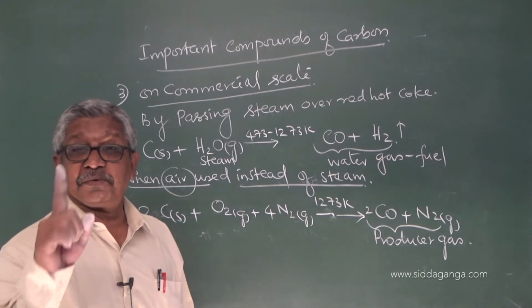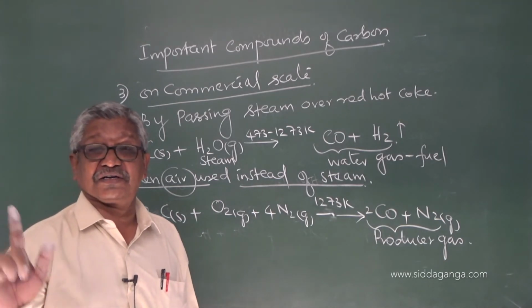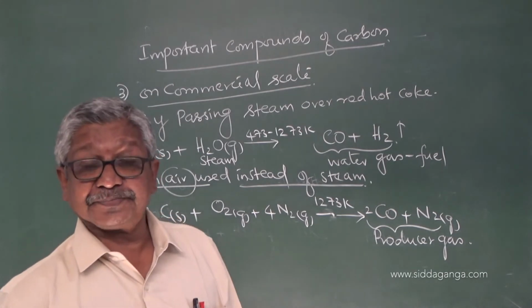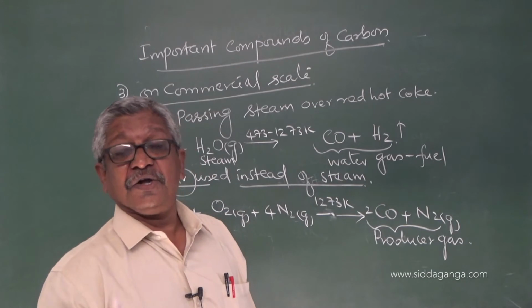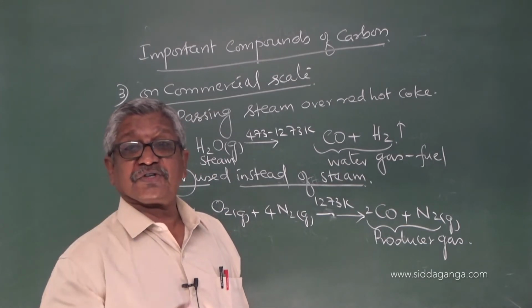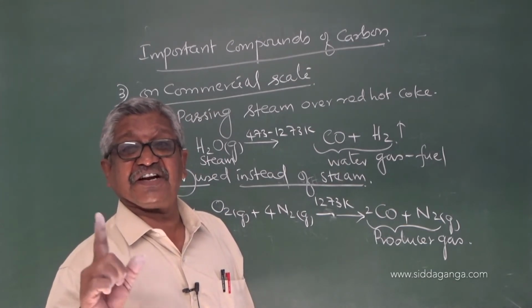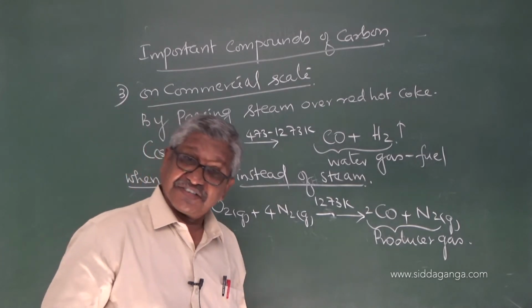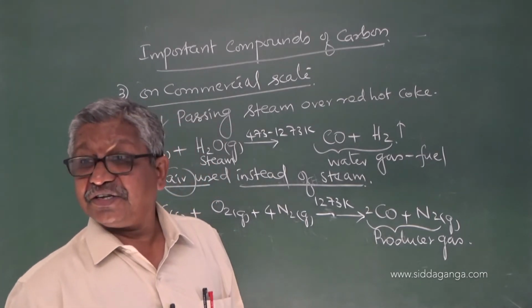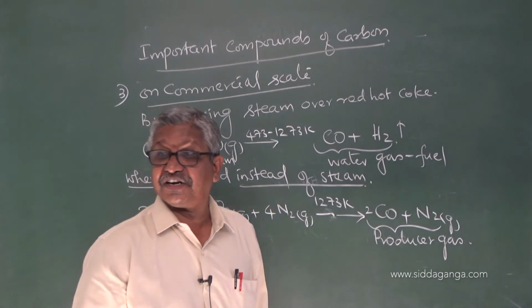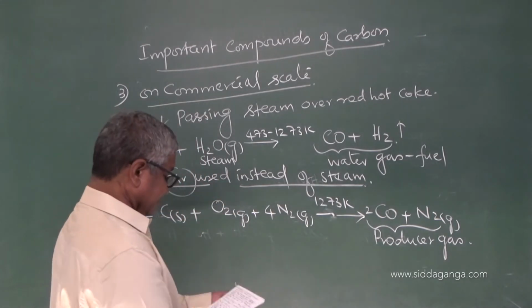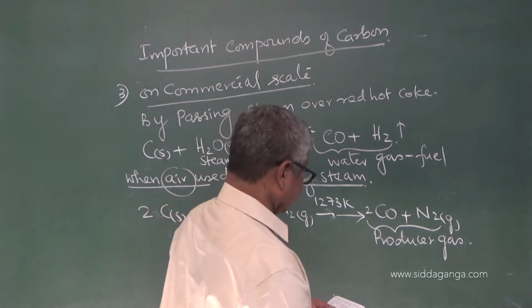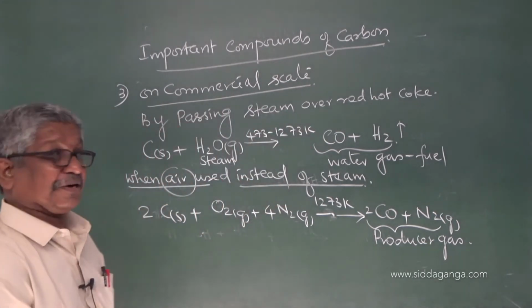So carbon monoxide and hydrogen is called water gas. Carbon monoxide and nitrogen is called producer gas. Both are used as industrial fuels. Next, the properties of carbon monoxide.